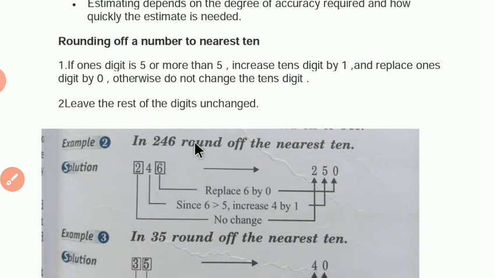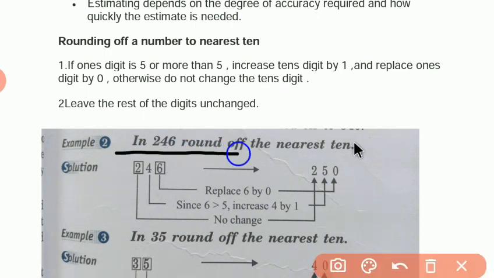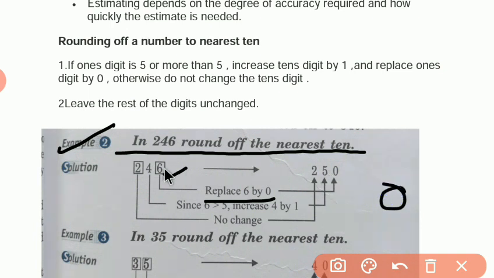First example: round off 246 to the nearest 10. We have to round off 246 to the nearest tens place. So for the tens place we have to see the ones place. You can see that at the ones place the number is 6. According to the first rule, we have to replace 6 by 0. So instead of 6 you have to write 0.